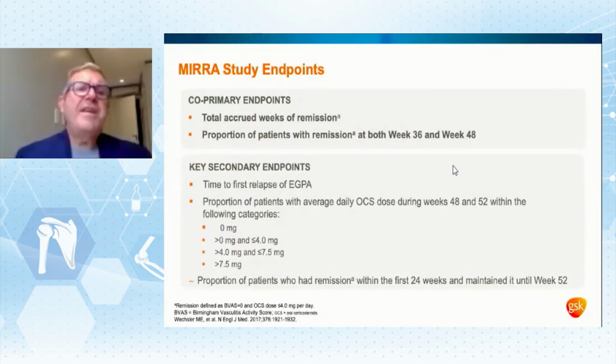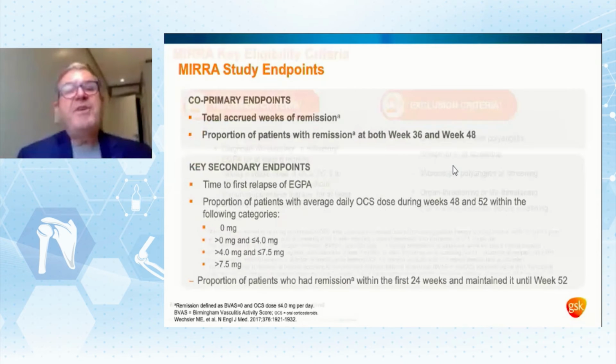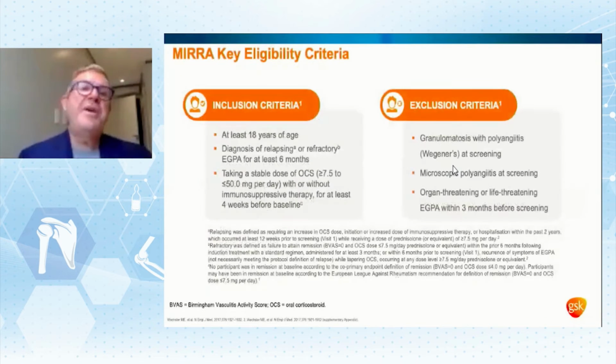So the outcomes of the study were total accrued weeks of remission and the proportion of patients in remission at weeks 36 and 48. Secondary endpoints were time to first relapse of EGPA and the proportion of patients who needed to use steroids in weeks 48 and 52 according to the dose: 0 to 4, 4 to 7.5, and higher than 7.5. Also addressing the safety of this medication in patients with EGPA.